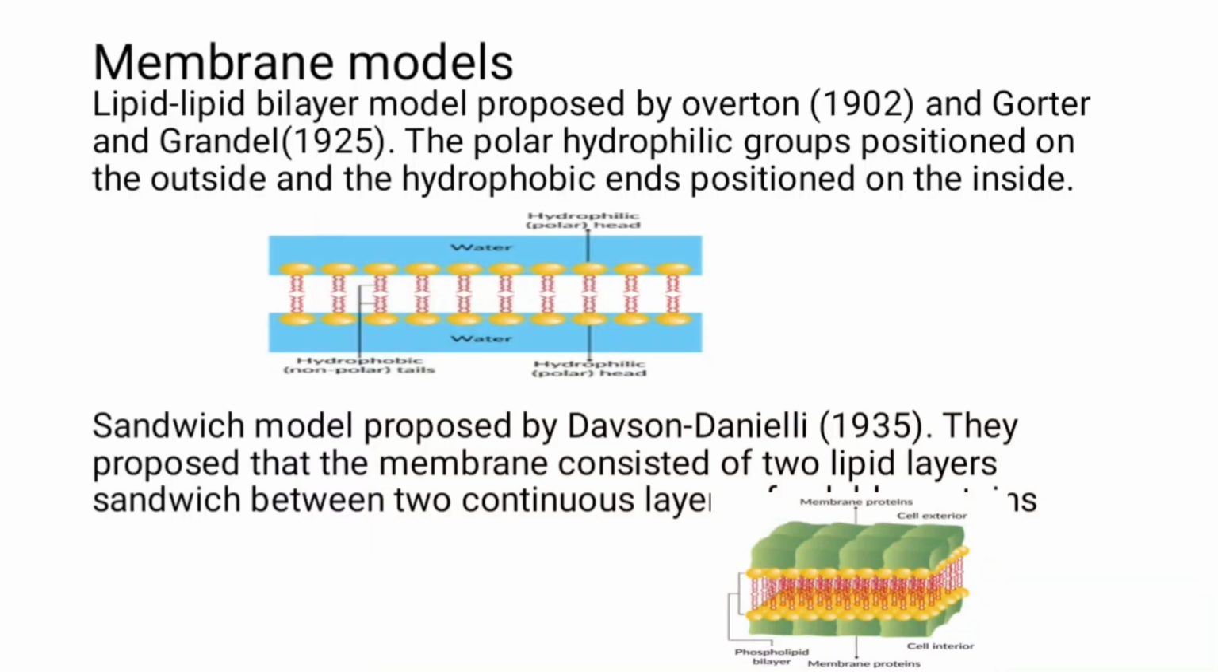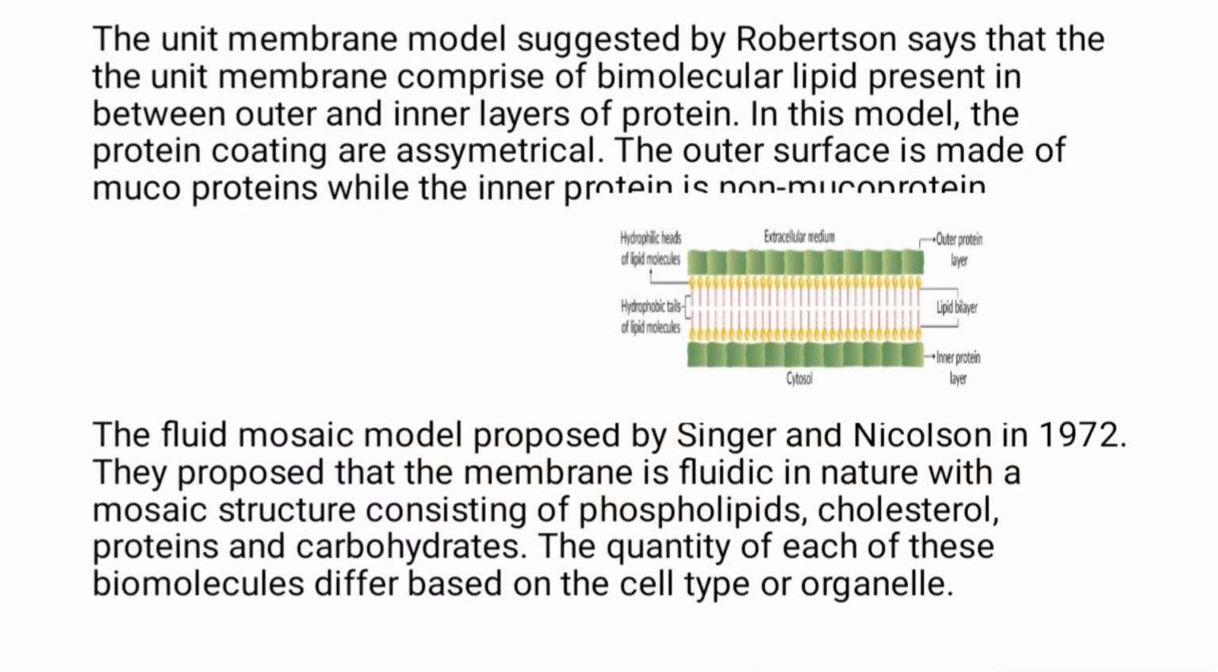Okay, then that takes us to the next model, which is the unit membrane model. This one was suggested by Robertson. All right. So the model is saying that the unit membrane comprises a bimolecular lipid layer present in between outer and inner layers of proteins. Then in this model, the protein coatings are asymmetric. Underline the word, the protein coatings are asymmetric. So this is what distinguishes the unit membrane model from the sandwich model.